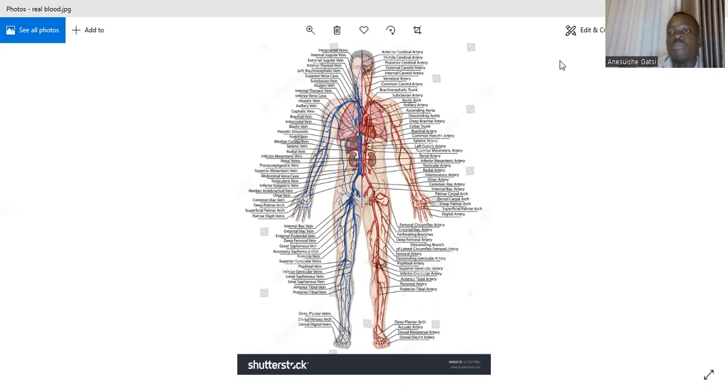Then you'd also remember that the median sacral artery will be the smaller branch that comes off the bifurcation of the aorta, and it actually descends on the anterior surface of the sacrum and the coccyx, right?